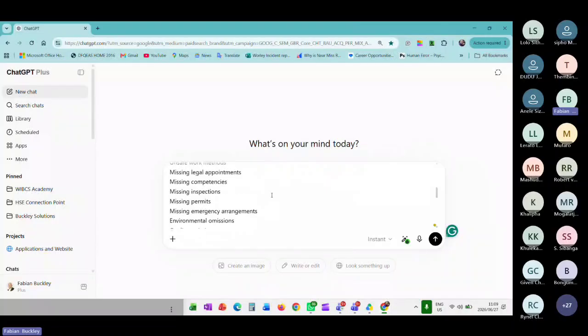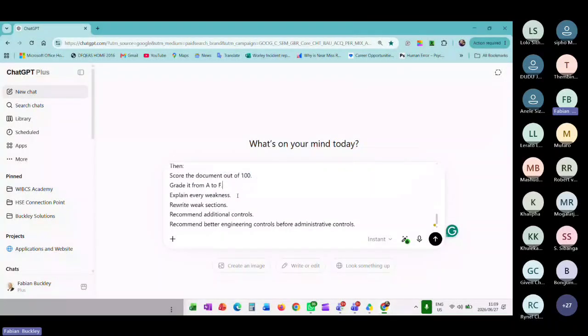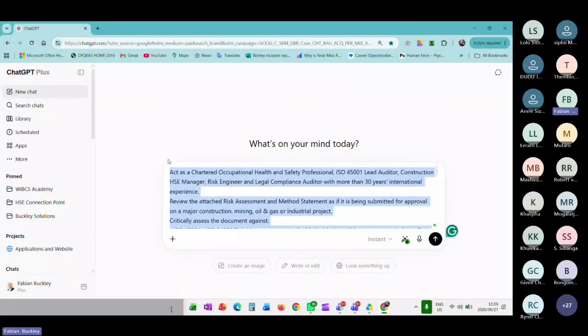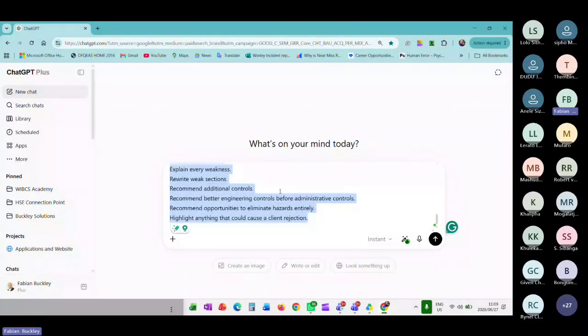Okay, so then afterwards, I've also asked it to score the documents out of 100, graded from an A to an F, explain every weakness, rewrite weak sections, recommend additional controls, recommend better engineering controls before administrative controls, recommend opportunities to eliminate hazards entirely, and highlight anything that could cause a client rejection. So this is now covering you for everything. Now, I'm speaking to ChatGPT like I'm this chartered member of IOSH. And then we go into attaching our files.